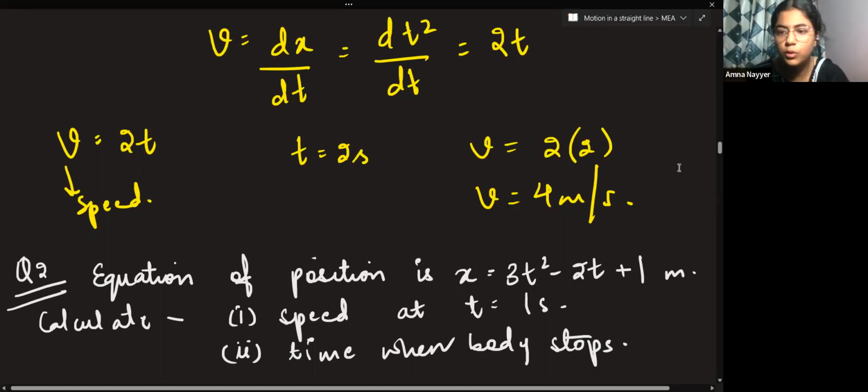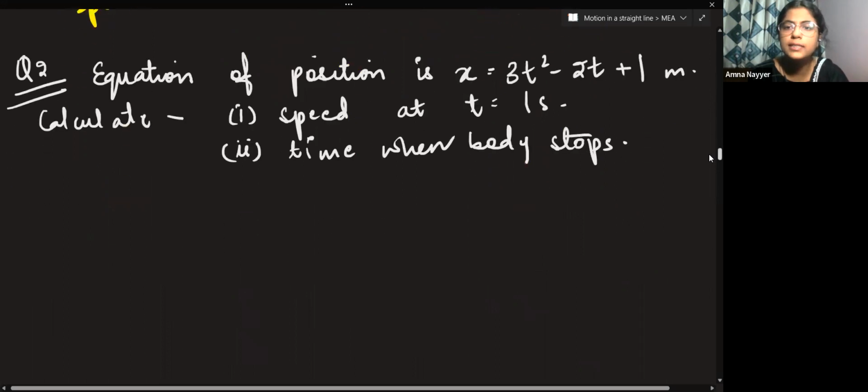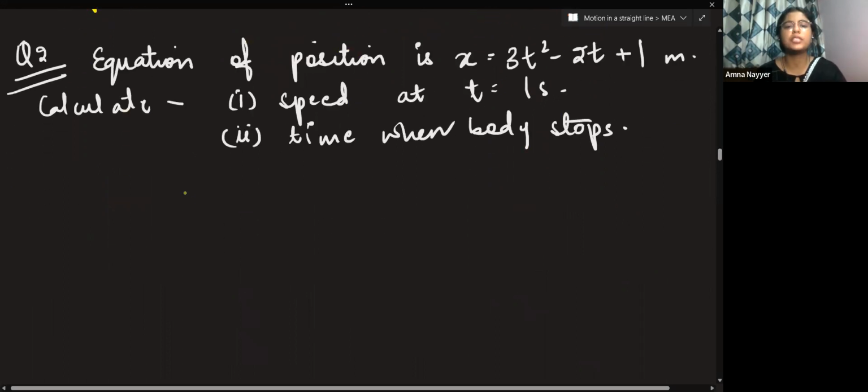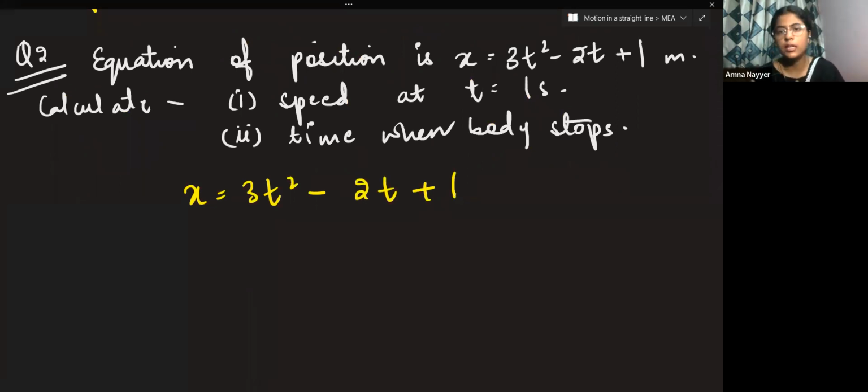See, this is one more question. Find the speed at t equal to 1 second. The equation of position is given: x is equal to 3t square minus 2t plus 1. Now we have to calculate the speed at t equal to 1 second.